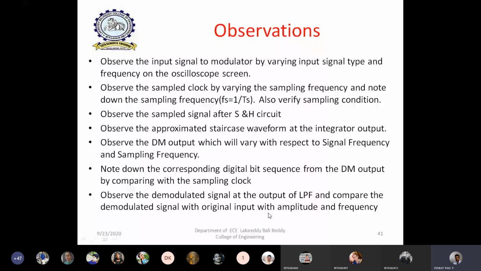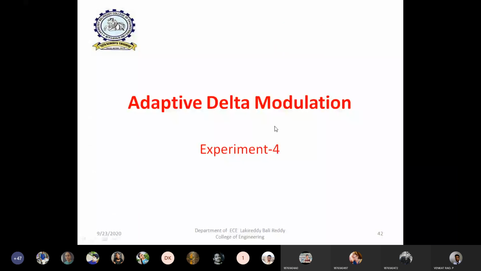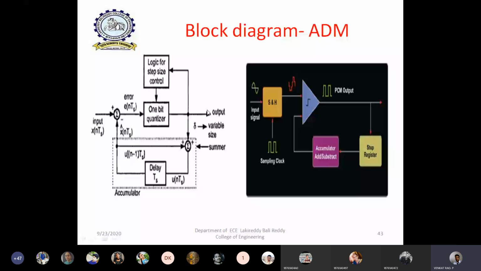Now, let us see adaptive delta modulation. The main change in adaptive delta modulation is, if you observe, the diagrams look very much the same. If you observe this particular part, it is nothing but the delta modulation. This part is also nothing but delta modulation. So we are using the same delta modulation, but the only difference is this one.